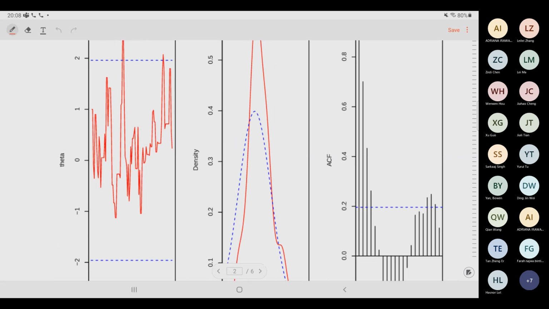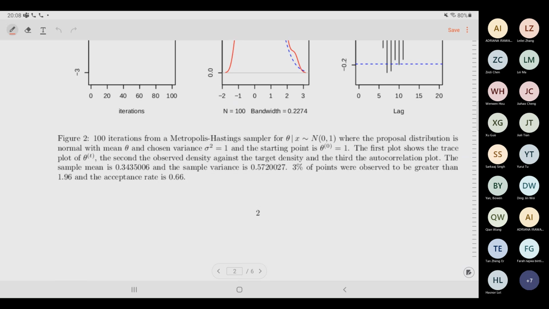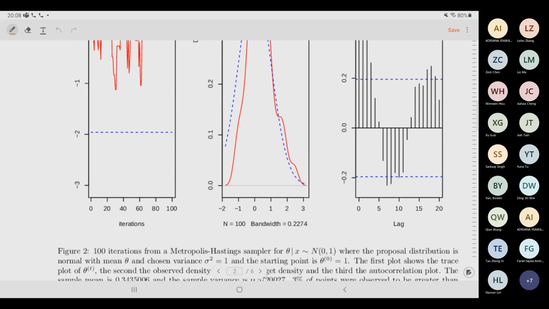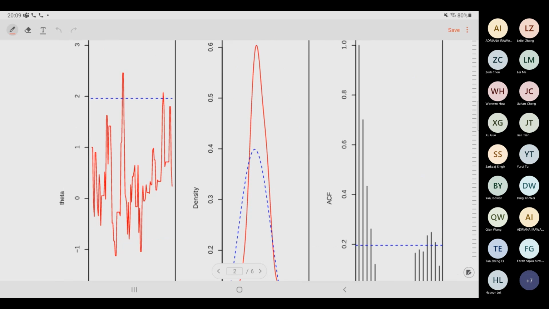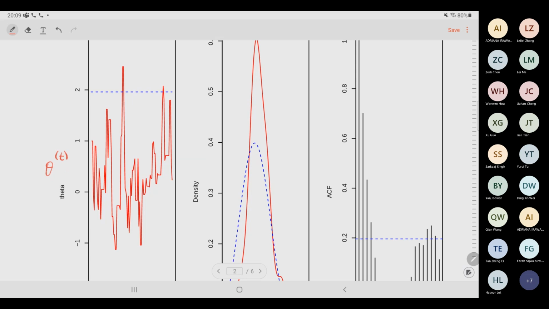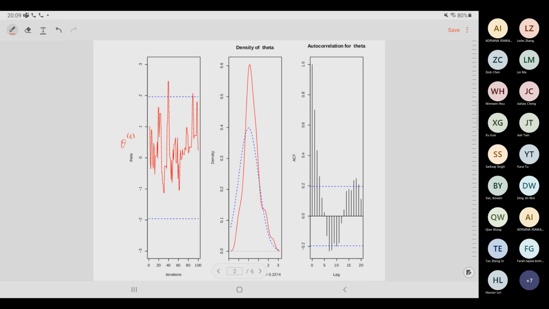Okay, so for this figure, I think this is for the 500. Sorry, 100. So this is 100 iterations. Okay, and we can see that they give us the trace plot. Trace plot is again the value of your theta, meaning that this is your theta t against the iteration.